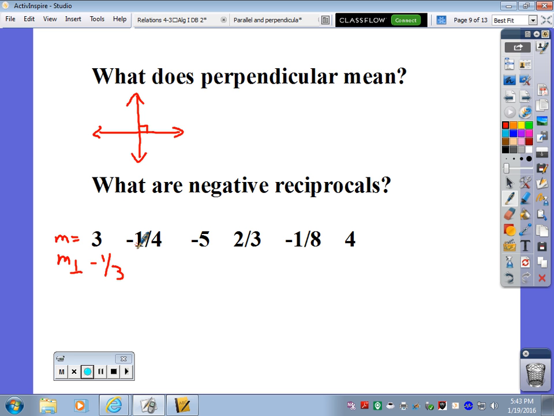If your original slope is negative 1/4, your perpendicular slope would be 4. If your original slope is negative 5, your perpendicular slope would be 1/5. If your original slope is 2/3, your perpendicular slope would be negative 3/2. It makes sense that they're the opposite signs because they have to cross each other perpendicular. So you see, perpendicular lines have negative reciprocal slopes.